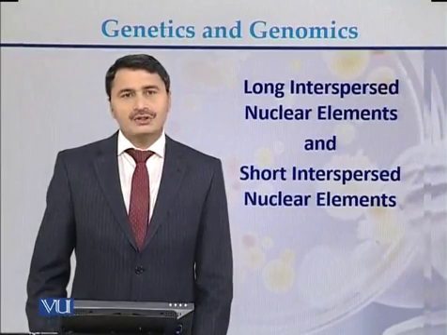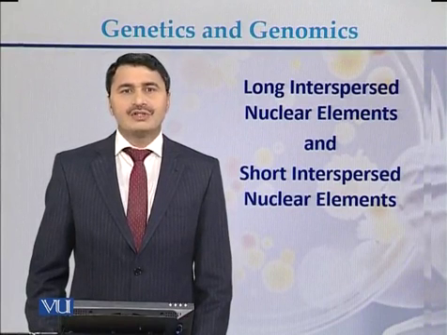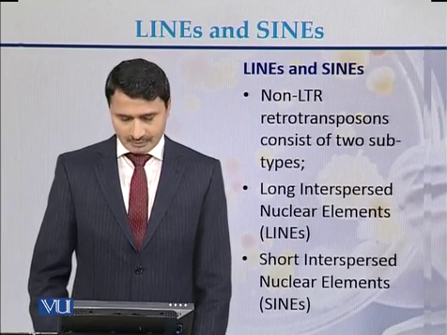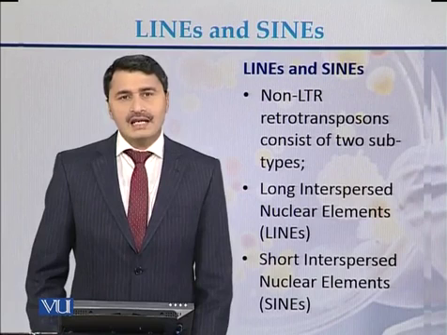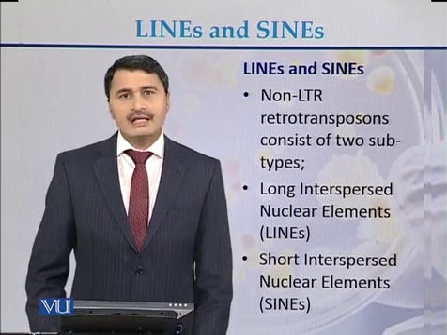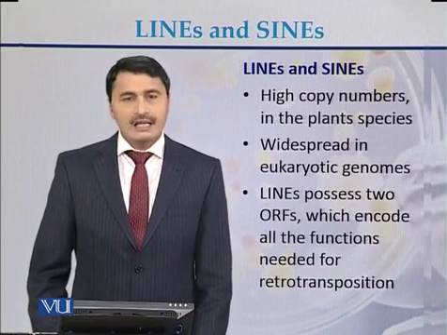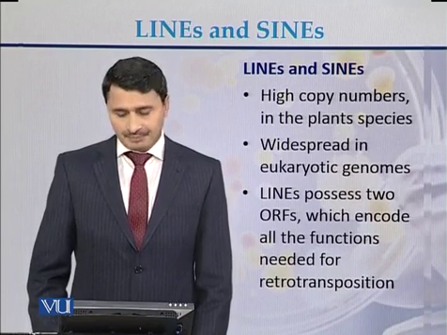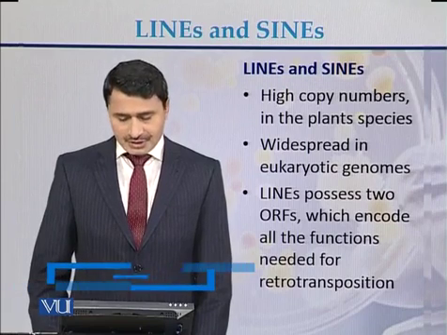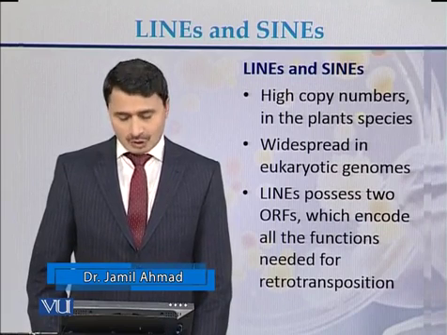Long interspersed nuclear elements and short interspersed nuclear elements, which are also called LINEs and SINEs. Non-LTR elements are of two types. The first type is called LINEs and the second type is called SINEs. LINEs and SINEs both are high copy number and found in almost all plant species. They are also widespread in most eukaryotic genomes.